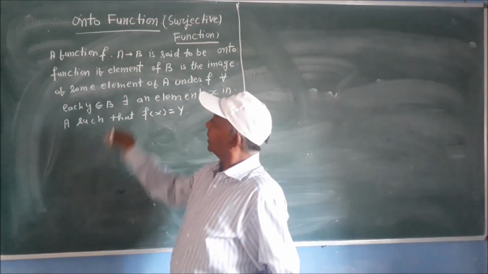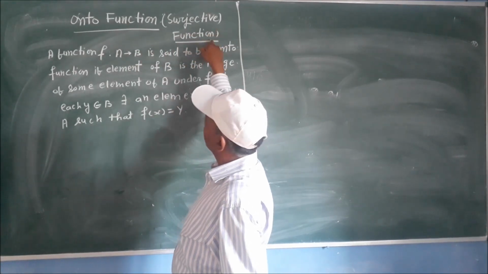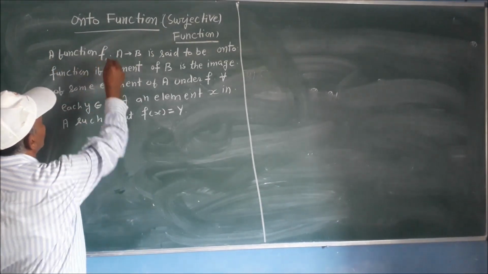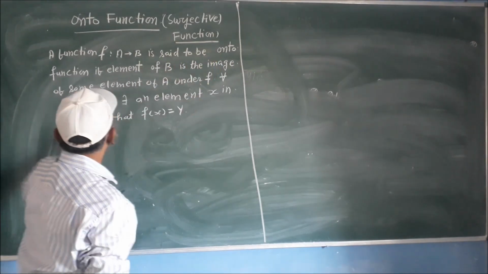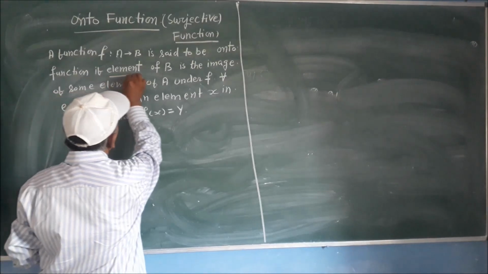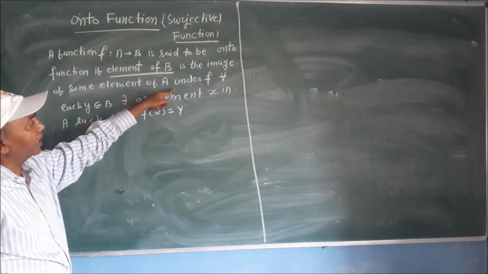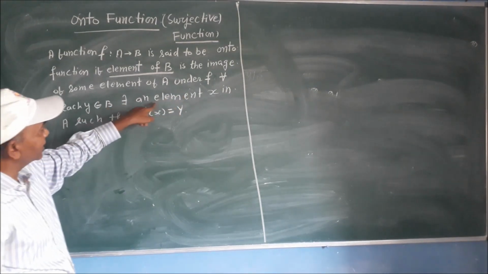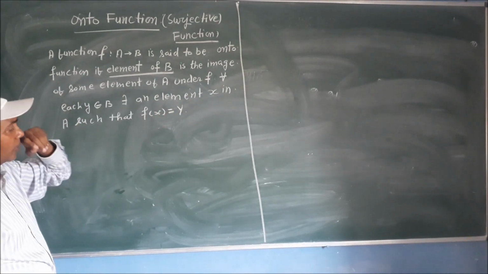Hello student. Here is another function, onto function, which is also called surjective function. Its definition is: a function f such that A tends to B is said to be onto function if every element of B is the image of some element of A under f. For all y belongs to B, there exists an element x in A such that f(x) is equal to y.